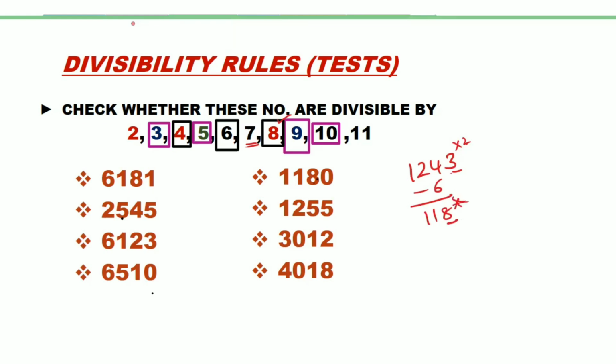No, no. You will divide this number by 7. 7 1 ja 7, 7 6 ja. We will divide 118 by 7, which is not divisible by 7. So this number cannot be divided by 7.